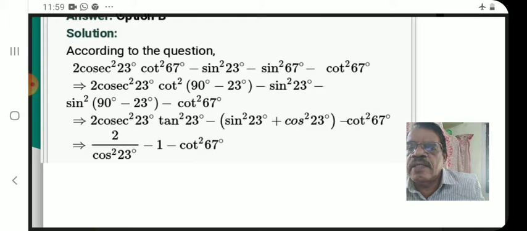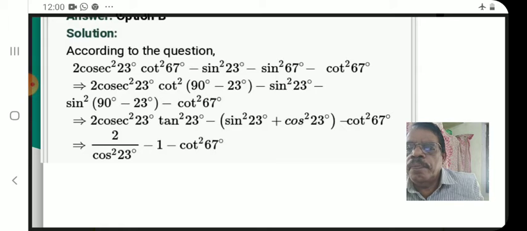So we write 2 cosec square 23. Cot 90 minus theta is tan theta. Also remember all silver tea cups: all, sin, tan, cos in the quadrants. This is coming in the first quadrant, where it is positive, with the co-ratio. So we write tan square 23, then sin square 23, and sin square of 90 minus 23 is cos square 23. That we write together. And the last cot square 67 we write as such without any change.